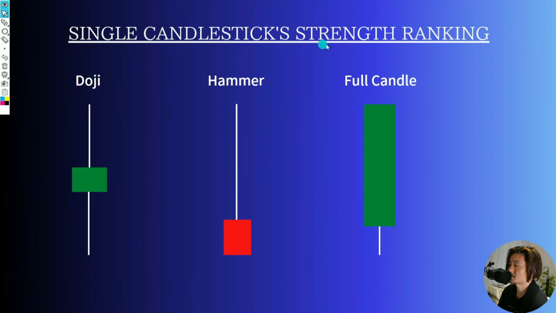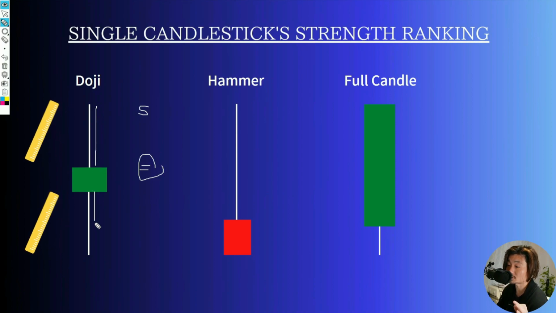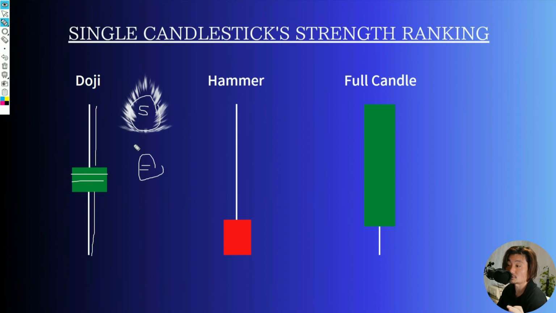Okay, so single candlestick strength ranking. Okay, so for the doji, that shows the next step will be neutral, right? Now the question becomes, how neutral? Is it strong, medium, or weak neutral? So the first thing you want to look at is the ideal. So a strong doji that shows strong neutrality is going to have extremely even wicks. And moreover, the body will be extremely thin. And the more precise these two elements of a doji are, the stronger the doji is, and thus the stronger the likelihood of neutrality in the next move.